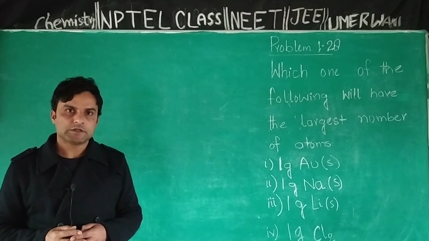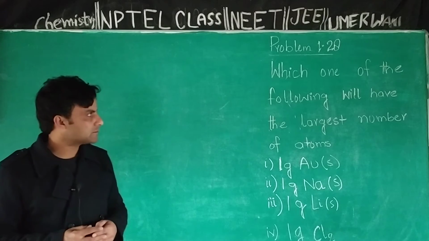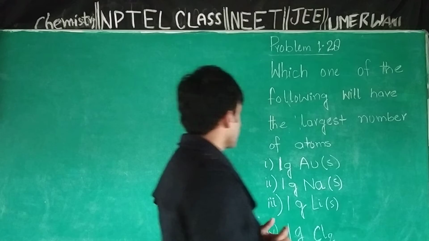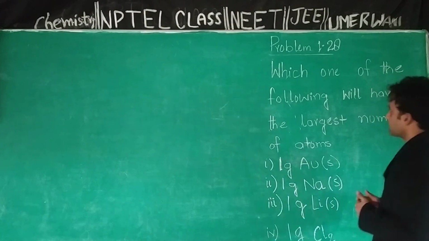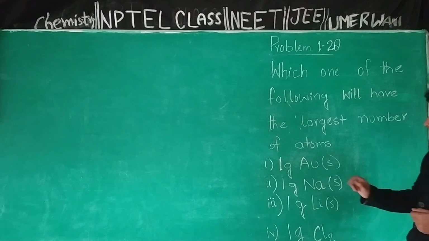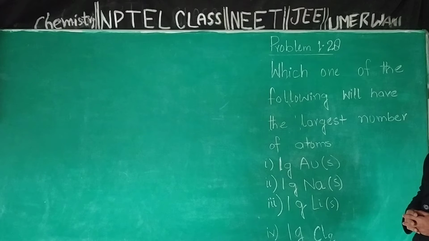You are watching NPTEL Chemistry E-class and I am Chemistry Detective to solve your Chemistry class 11th NCERT problem 1.28. So our problem is, which one of the following will have largest number of atoms? 1 gram gold, 1 gram sodium, 1 gram lithium, 1 gram chlorine.